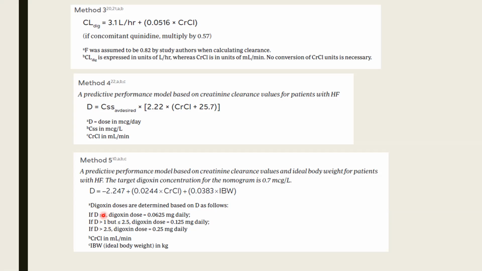So here, if the dosage D is less than 1, then the digoxin dose is 0.0625 milligram daily. But if it is 1 to 2, then the digoxin dose is 0.12. And if it is more than 2.5, then the digoxin dose is equal to 0.25 milligram. It means a higher dose.